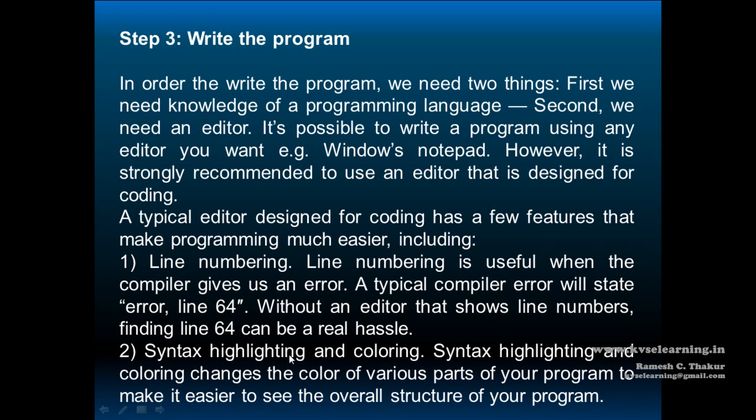Next is syntax highlighting and coloring. Syntax highlighting and coloring changes the color of various parts of your program to make it easier to see the overall structure of your program. For example, the reserved words or keywords are highlighted by the editor, and it helps us in reading the program and tracing the errors that could have occurred in your program. So these two features, line numbering and syntax highlighting and coloring, are the exclusive features of an editor which has been designed for coding purpose.